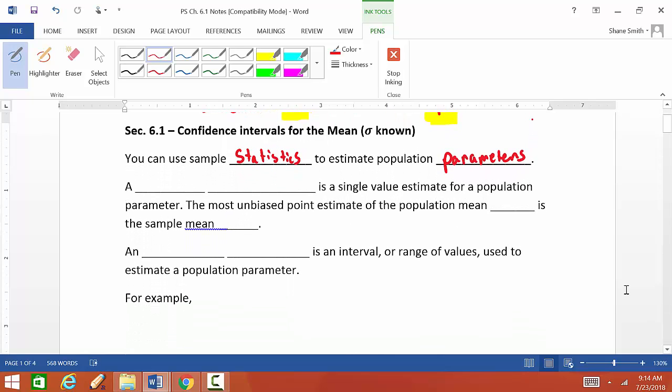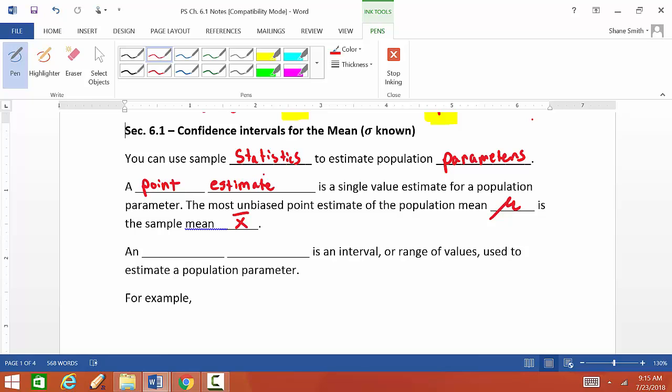And when you do this, you have something called a point estimate. A point estimate is just a single value. It's just a single value for a population parameter. And the most unbiased point estimate for the population mean mu is x bar. So, for example, if you want to know what the population mean height is, I can't possibly get the height of everybody in the world. But what I can do is get a sample of random people in the world, get that mean, which would be x bar, and use that x bar, which is my point estimate, to try to predict what mu is.